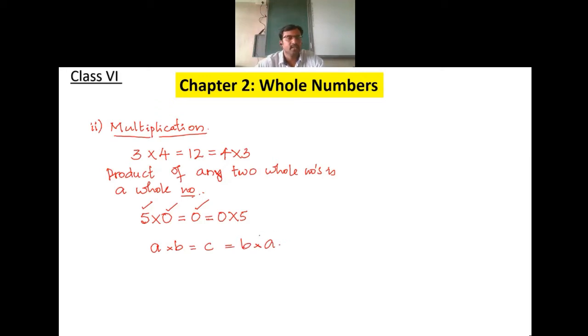So, in the set of whole numbers, multiplication is closed. We say that multiplication is closed in the case of whole numbers. So whole numbers are closed under multiplication. Is it true in the case of division? Suppose I consider 1 and divide by 2, I will be getting 1 by 2. This is a fraction. It is not a whole number.